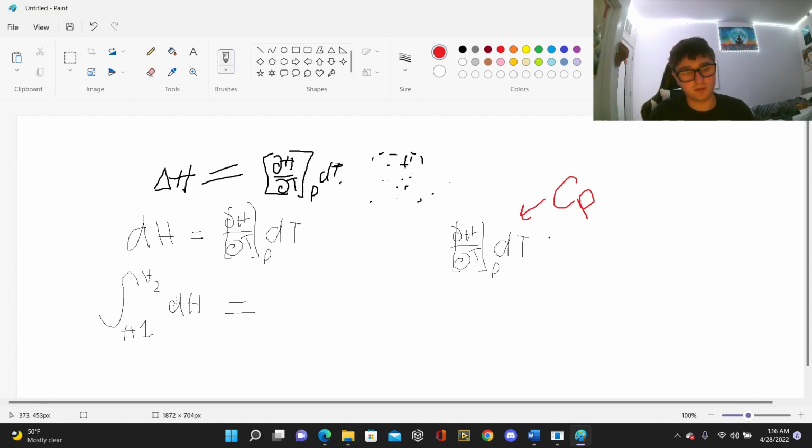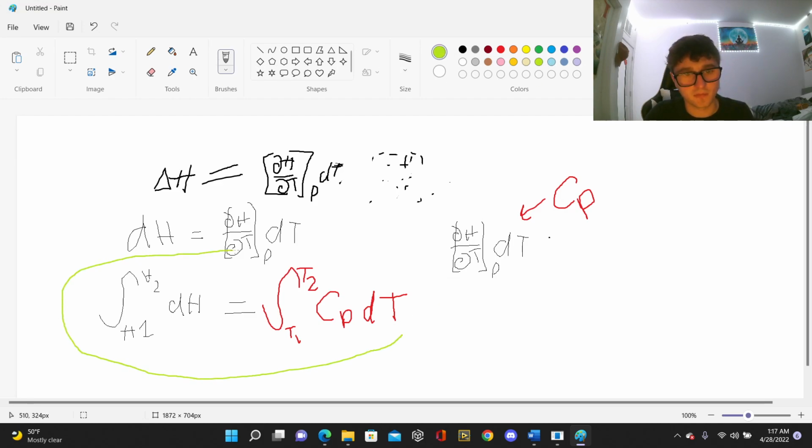Knowing this, and having this integral, all we get is the difference in enthalpies, the difference in energy, which is very nice. So this transforms into the integral from T1 to T2 of CP dT. And this right here is going to be the big equation that we are going to need.